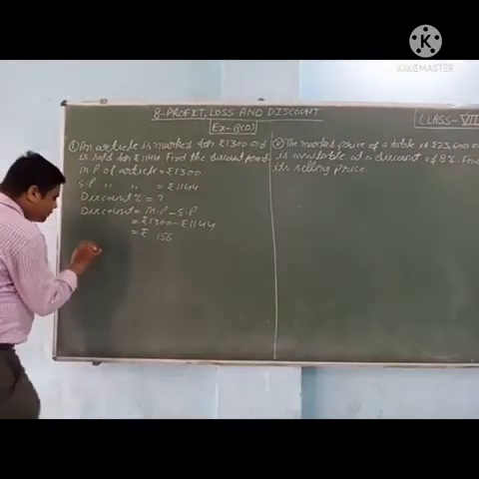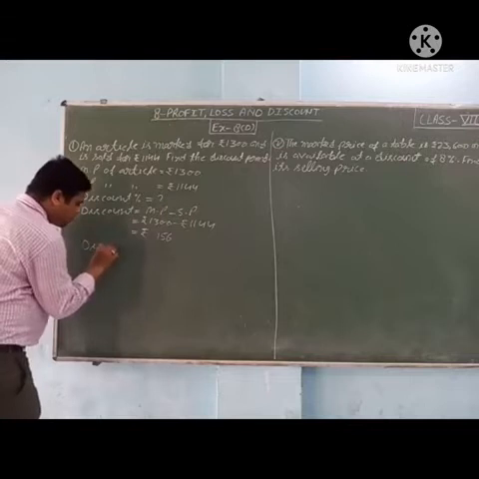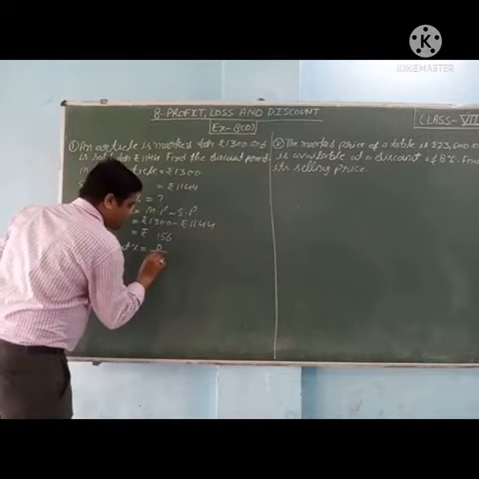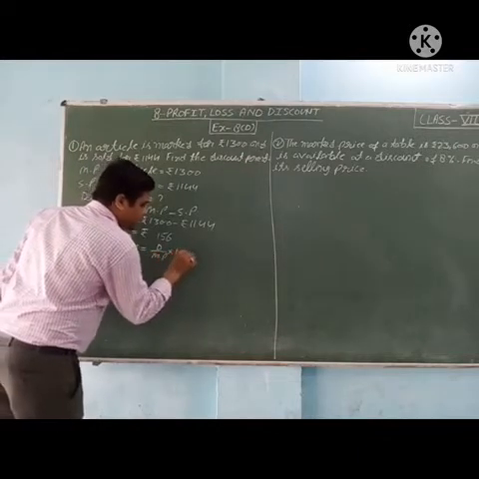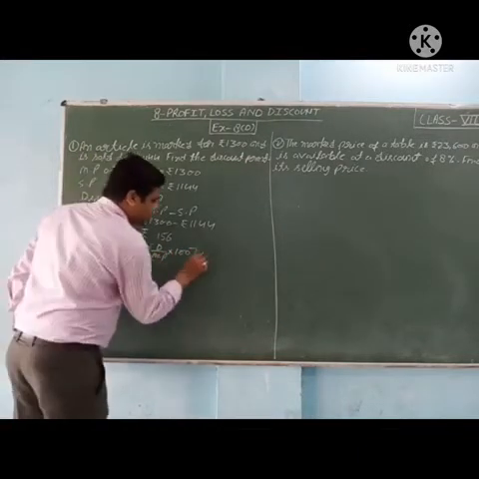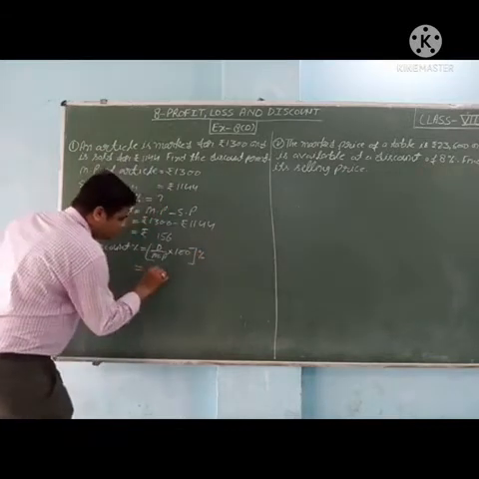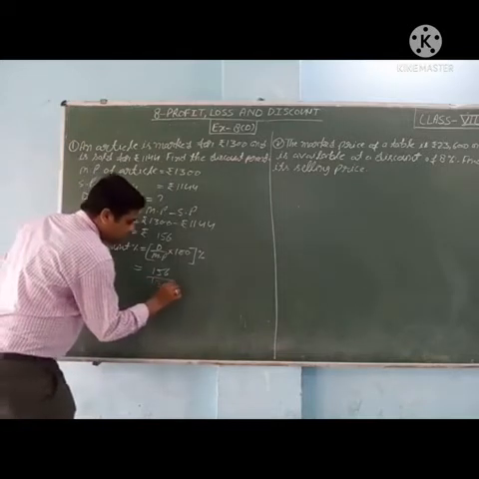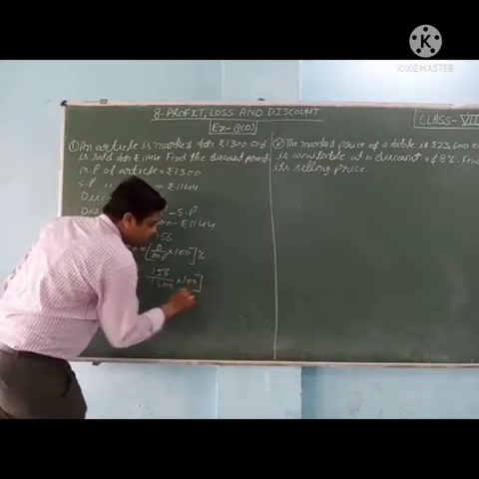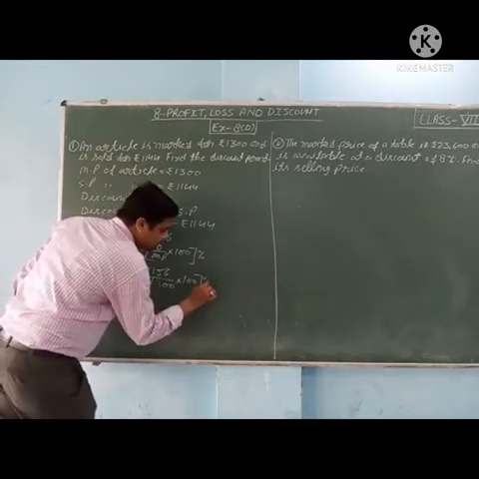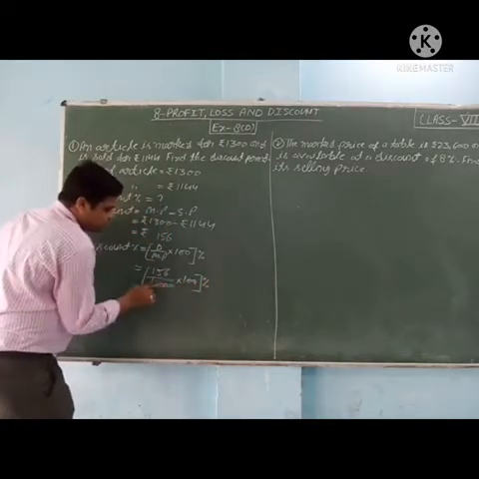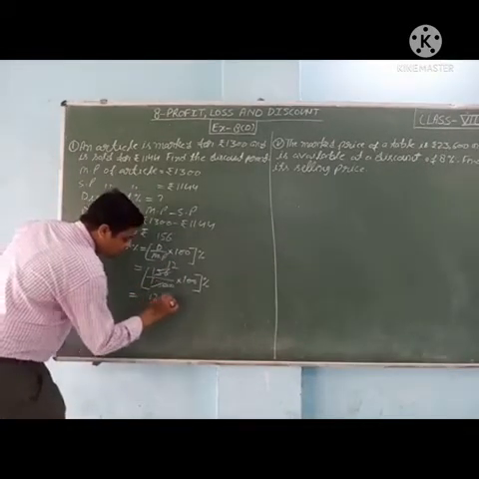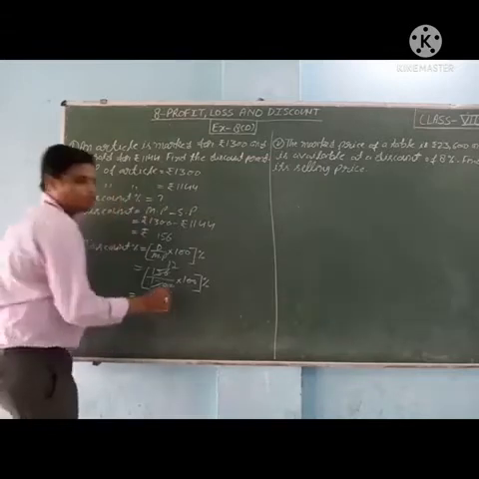Then discount percent is equal to discount upon MP into 100%, which is equal to discount 156 upon mark price 1300 multiplied by 100%. Both the zeros cancel. 13 ones are 13, 2 remainder, 13 twos are 26. So discount percent is coming 12%.